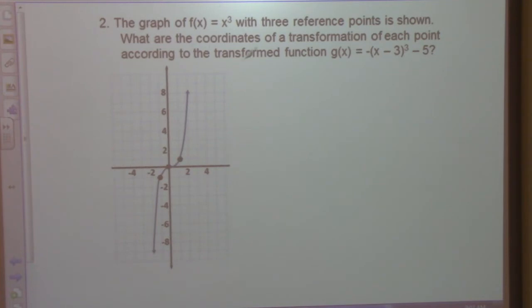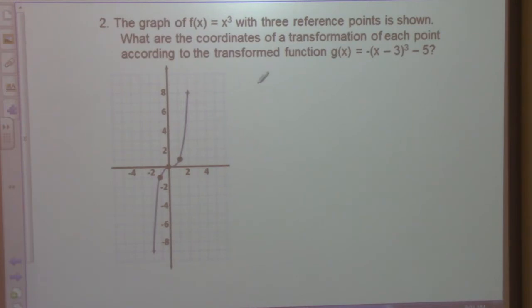The graph of f(x) equals x cubed with 3 reference points is shown. Here we have reference points here, here, and here. What are the coordinates of a transformation of each point according to the transform function? Negative that minus that. So how do we do such a thing? What would be our strategy on this? So we get right 3 and down 5.